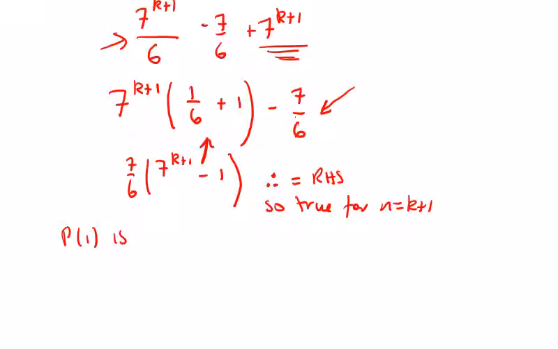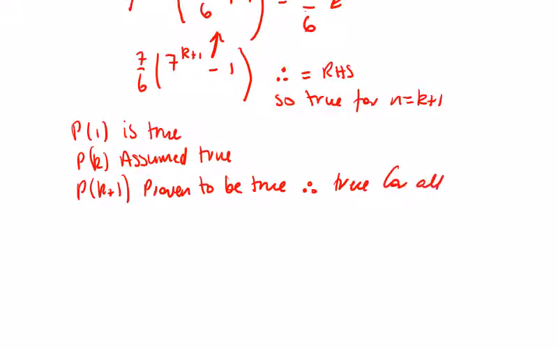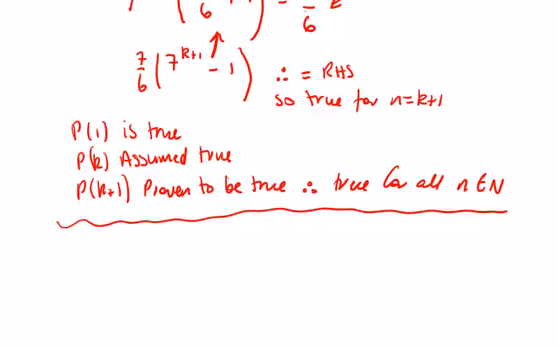P1 is true. Pk, assume true. Pk plus 1, proven to be true. Therefore, true for all n is an element of natural numbers. So that's all you need at the end of these questions. We'll do one more and then you guys can go and practice some of these questions.